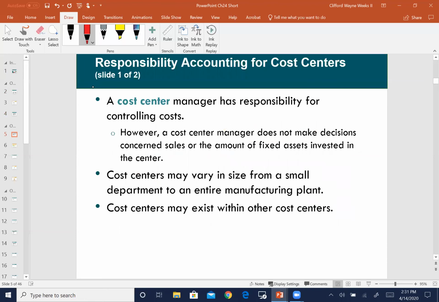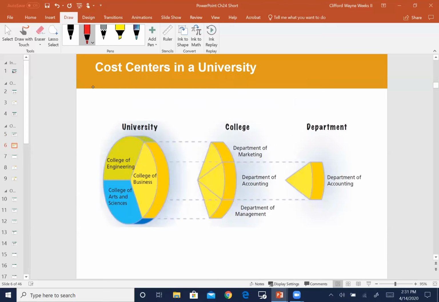different areas. So responsibility for a cost center, as I said earlier, they only have control over their costs. However, a cost center manager does not make decisions concerning sales or the amount of fixed assets invested in the center. A cost center may vary in size from a small department to an entire manufacturing plant. And cost centers may exist within other cost centers. And so they give the example of a university where the overall university is broken into the College of Business, and part of the College of Business is the Department of Accounting.